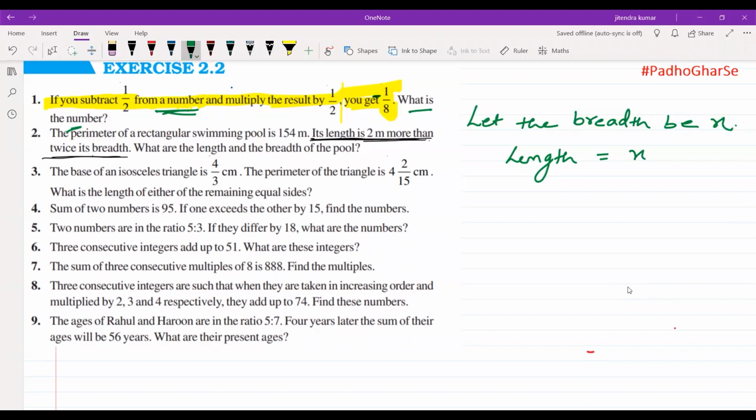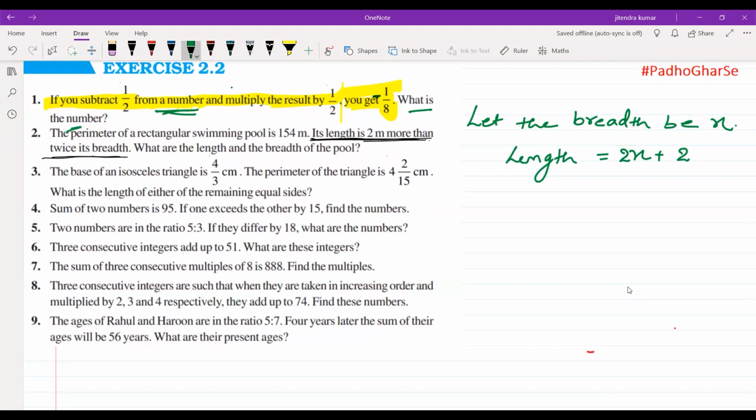X plus 2? No, sir. 2x plus 2, because it says more than twice its breadth. So twice its breadth means 2x and then plus 2. So this is equal to its length. So we have now its breadth as well as its length.